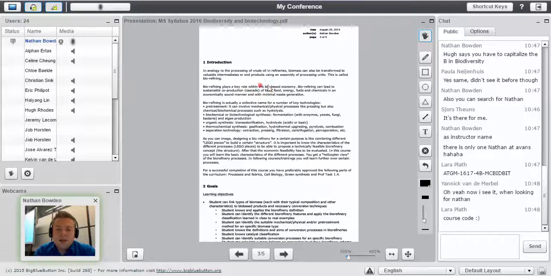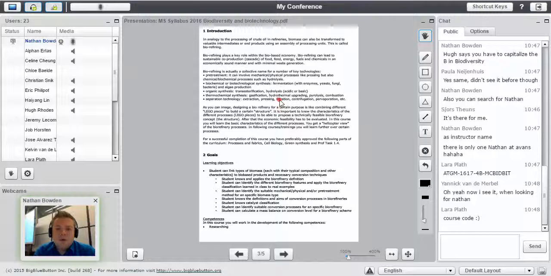This biorefining has a key role in the bio-based technology, bio-based economy. It leads to sustainable production of food, feed, energy. We'll go over that. It's also called the bio-based pyramid. Maybe some of you have heard of that before. Biorefining is a collective name for a number of key technologies, so we'll be going over that: pretreatment, biochemical and biotechnology synthesis, so including fermentation, etc., organic synthesis, such as transesterification, thermochemical synthesis, gasification, and different separation technologies, which a couple of these you will be doing in your project. So it's rather important for you to understand this.